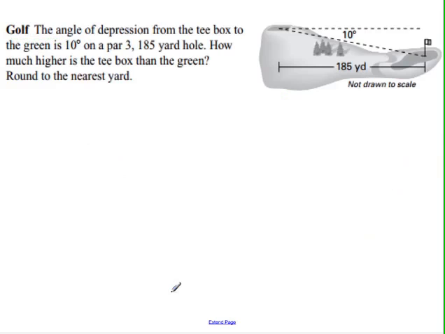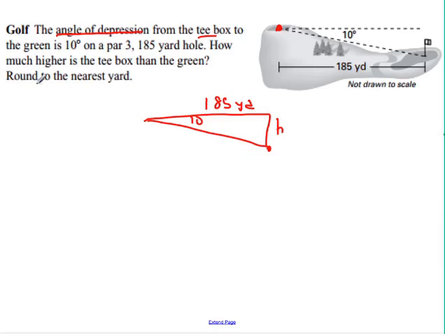You could also look at the game of golf, an angle of depression here from the tee box. I guess that's up here. The tee box to the green is 10 degrees, which is also 185 yards apart. With this triangle, it looks something like this. Here's our 10 degrees. Here's 185 yards. We're trying to figure out the height of this drop-off. How much higher is the tee? And it says to the nearest yard.